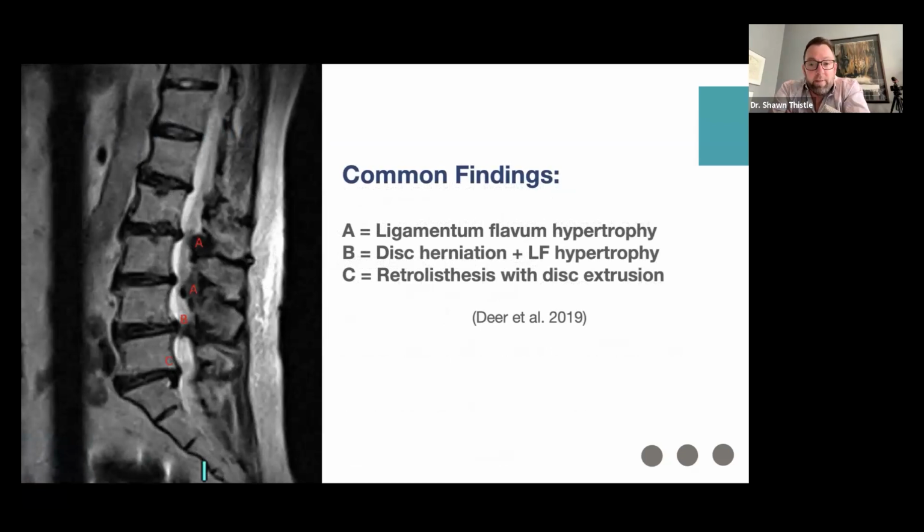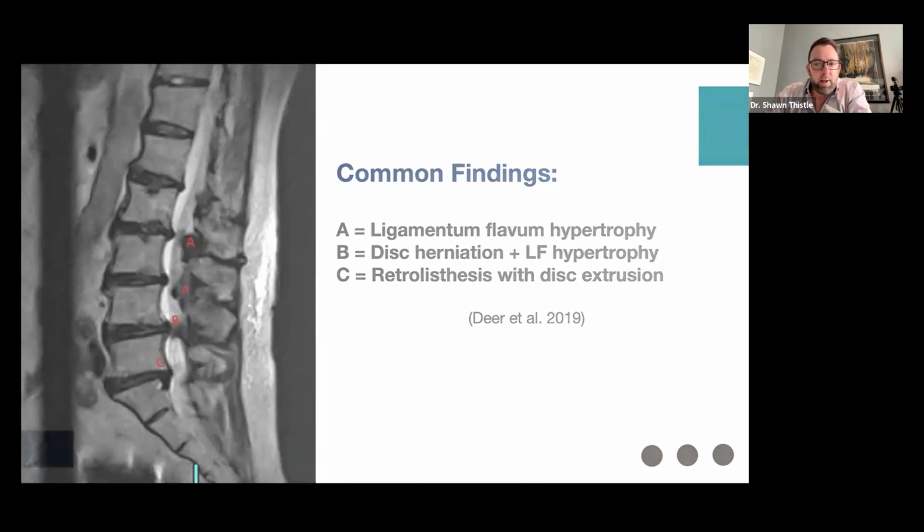If you happen to see imaging of patients, or are worried about a spinal pathology and you do get an MRI, you can look for things like ligamentum flavum hypertrophy, or a disc herniation with ligamentum flavum hypertrophy. You can look for severe disc degeneration as well that's not on this chart. You can see the lower L5-S1 disc doesn't look that good on that picture, with some desiccation and disc height reduction, or retrolisthesis with disc extrusion. And some people just have a constellation of things that end up leading to symptomatology.